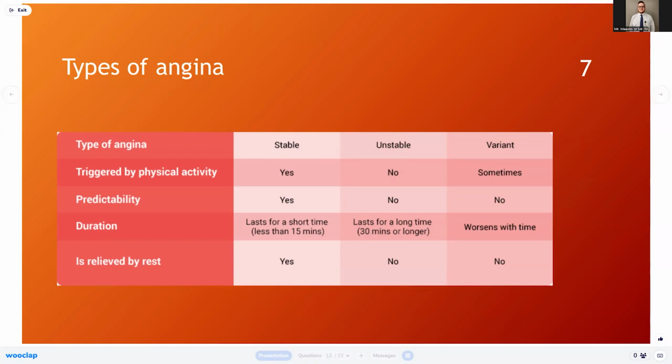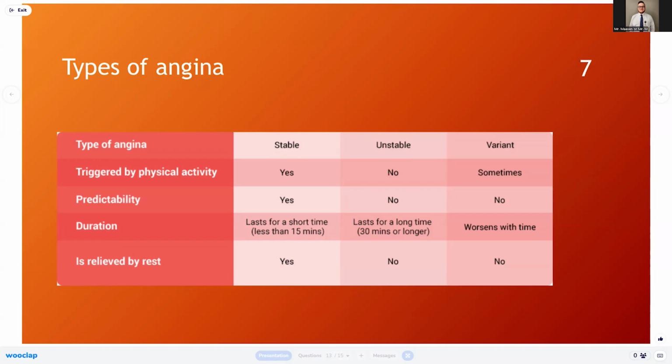Also, unstable angina may or may not be triggered with physical activity. It may just pop up. Unstable angina may wake someone up in the middle of the night. Whereas stable is usually triggered by physical exercise or emotional stress, has a shorter duration, and is relieved with rest and with medication. Unstable is not.